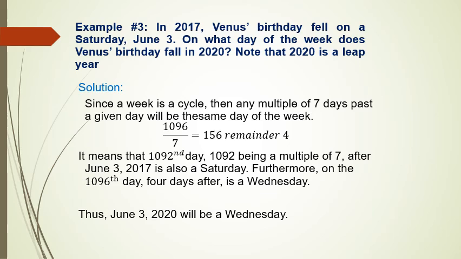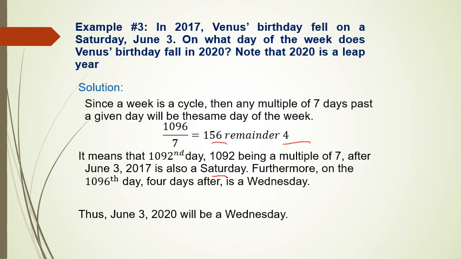So, take note lang ha. 156 weeks, remainder 4. So, wala na kita pakialam sa 156 kay buot silingon, that is divisible by 7. That is the same day sa birthday ni Venus of 2017, which is Saturday. So, it means that the 156th multiple of 7 after June 3, 2017 is also Saturday.